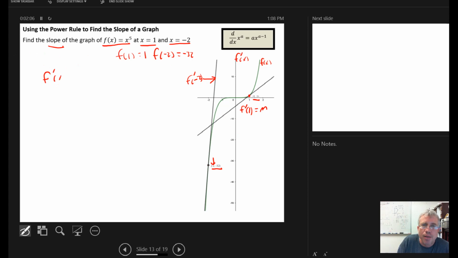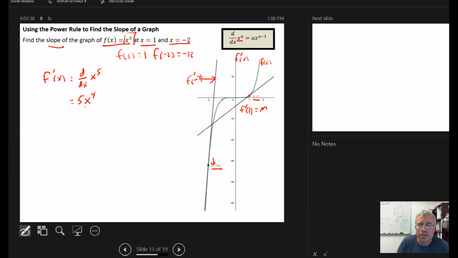So f prime of x is going to equal d dx, the derivative of x to the fifth. But x to the fifth is in the form x to the a, and because it's in the form x to the a, we can use the general power rule to find the derivative. So the power rule says bring the 5 down in front into the coefficient position on x, and then reduce the exponent by 1. So 5 minus 1 is 4.